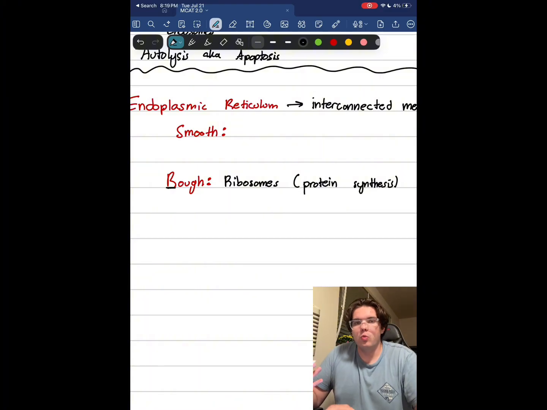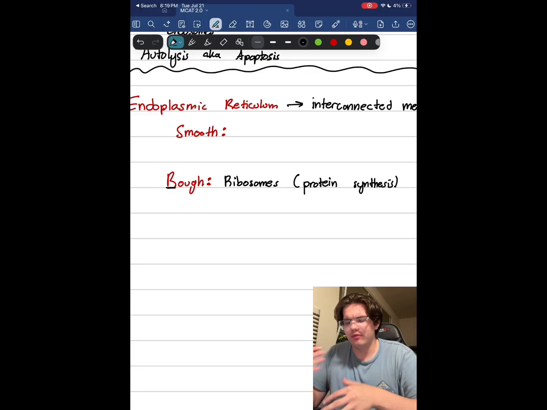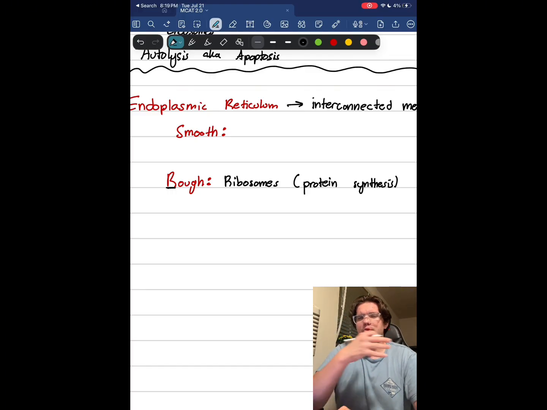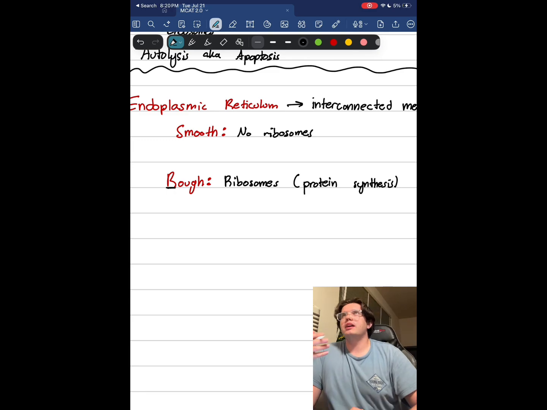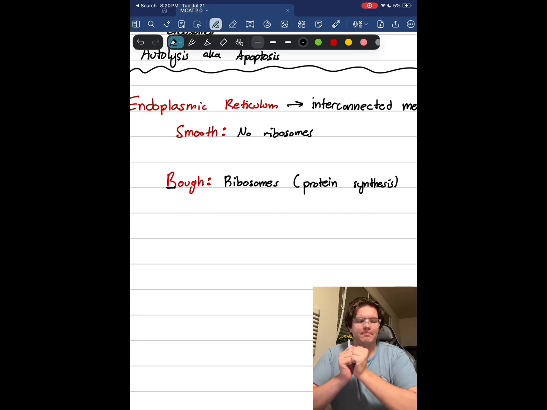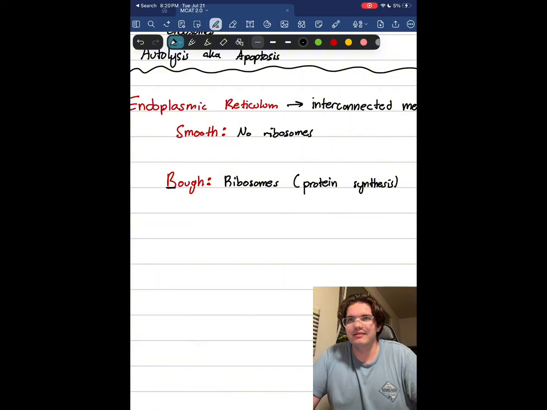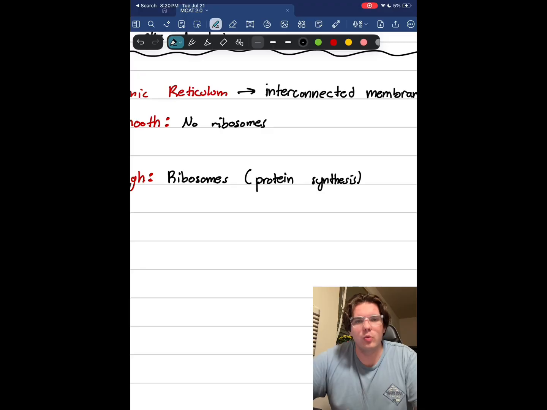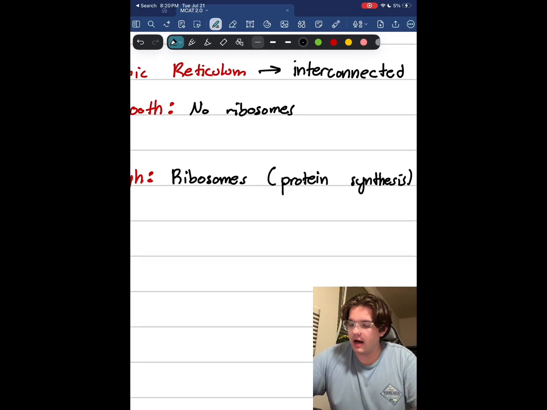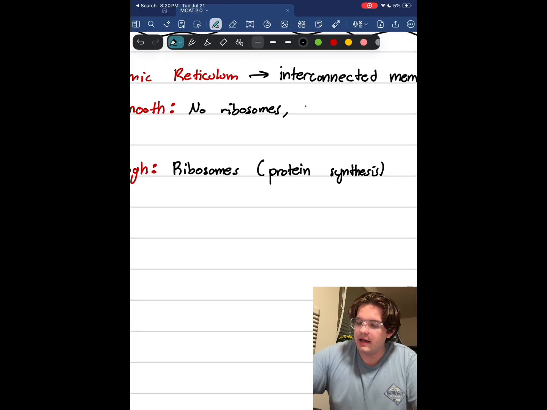Going to smooth. What is the differential between smooth and rough, right? If rough has ribosomes and the ribosomes make it rough, smooth has no ribosomes. If you think of ribosomes and protein, just connect them. What is the opposite of protein? If you're thinking like a gym bro, what is the opposite of protein? Fats. What are fats? Lipids. So I see the smooth ER as lipid synthesis, and hopefully that thought bubble makes sense.